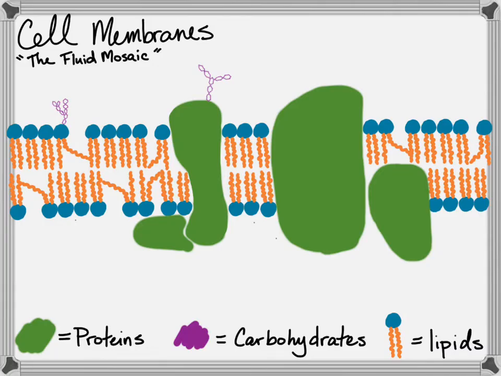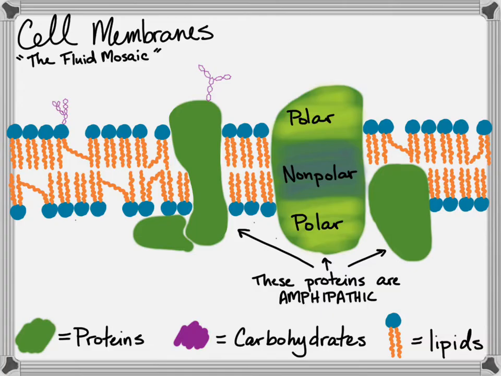Some integral proteins are transmembrane proteins. They cross the membrane and face both the outside and the inside. I've color-coded their polar and nonpolar regions, or at least the polar and nonpolar regions of this transmembrane protein. That pretty much always means that these guys are going to be amphipathic too, just like the phospholipids. They have polar and nonpolar regions so that they float around kind of anchored in those phospholipids. Polar hanging out with the polar, nonpolar hanging out with the nonpolar.